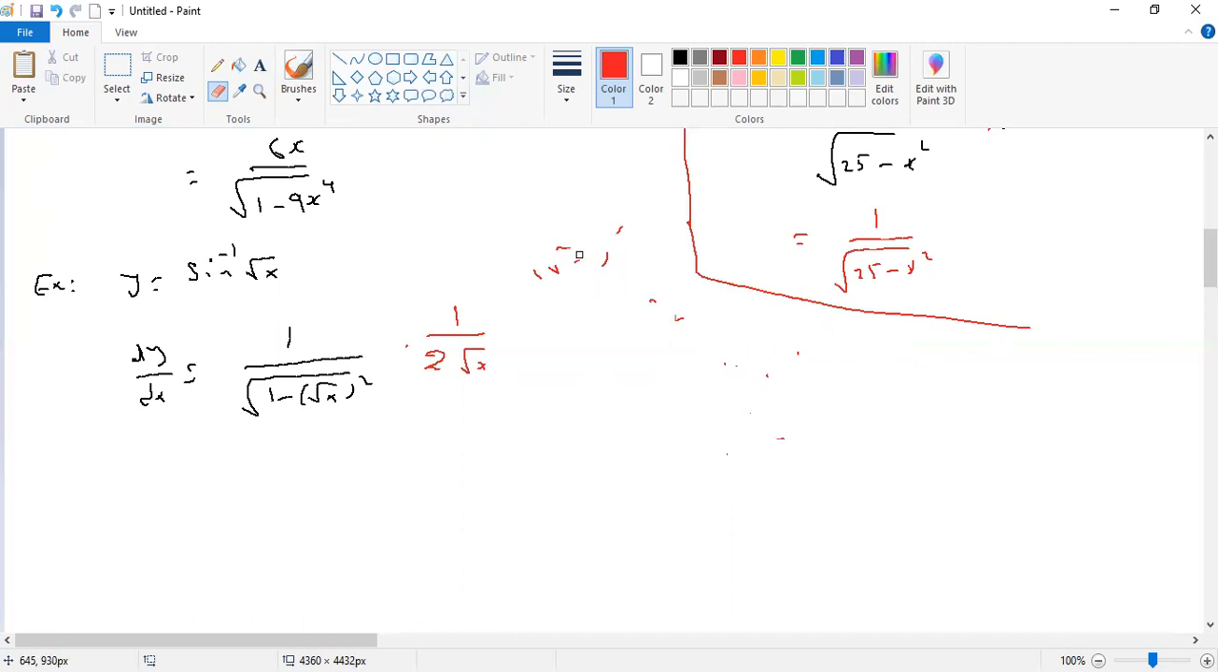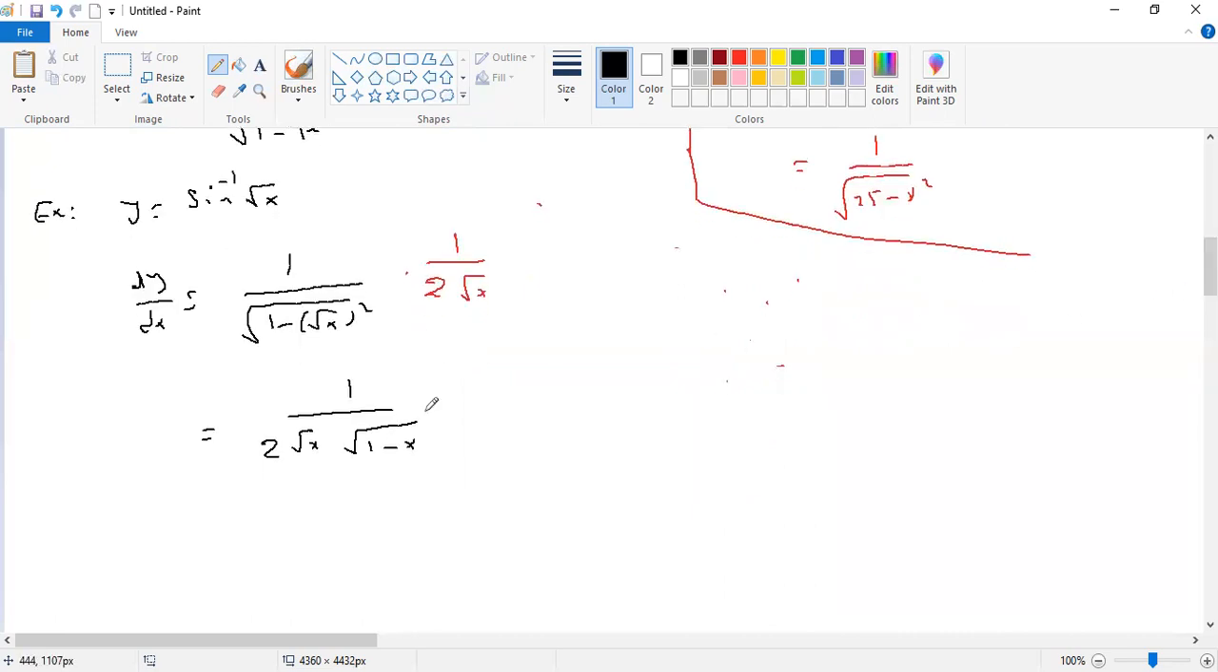Now this is equal to 1 over 2 radical x multiplied by 1 minus x, because the square of the square root will be x.